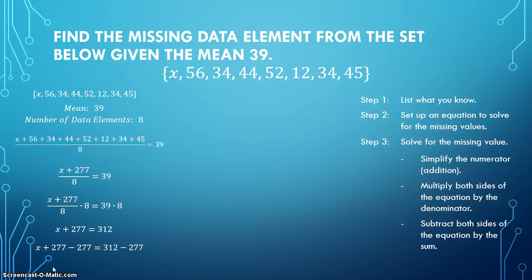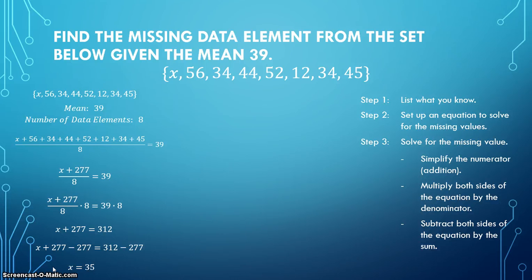Now, the reason why we subtract 277 is because it's going to cancel out that plus 277. So if you notice the plus 277 minus 277, I'm just going to cross out, and all that's left there is x. So we have x equals now on the left-hand side. Now what we're going to do is figure out the right, and all we're going to do is 312 minus 277, just some basic math, and we get 35. So in the end, we end up with x equals 35.